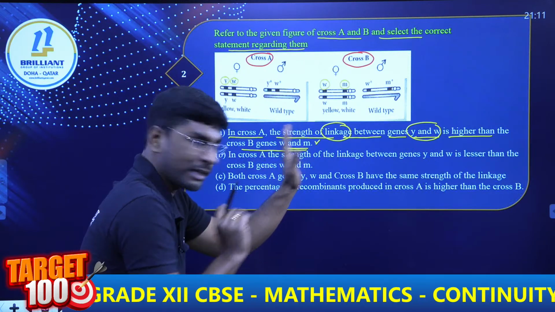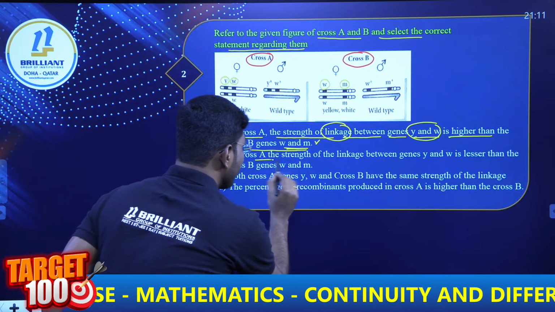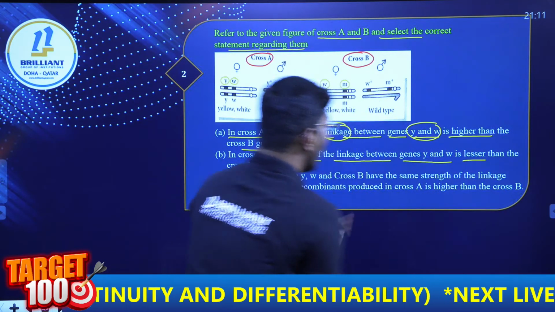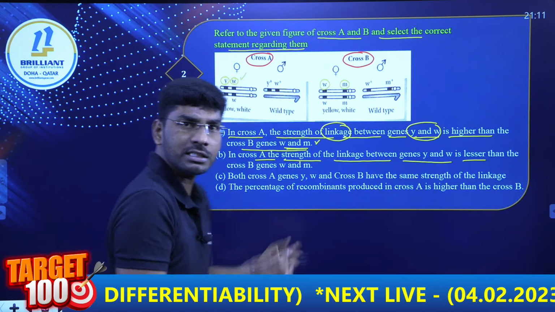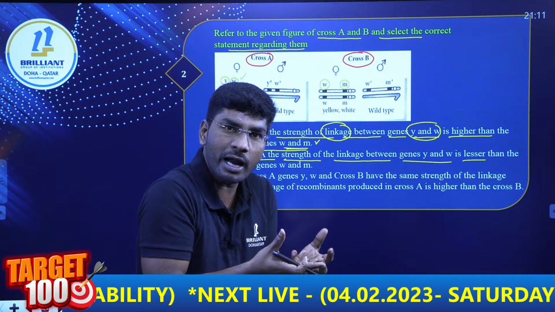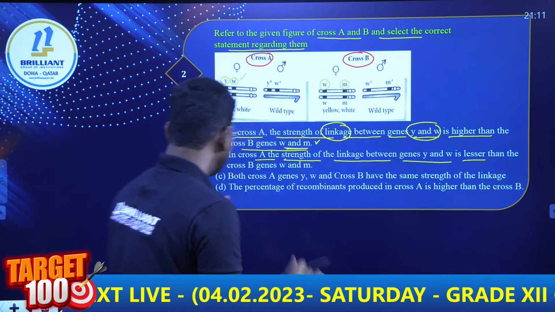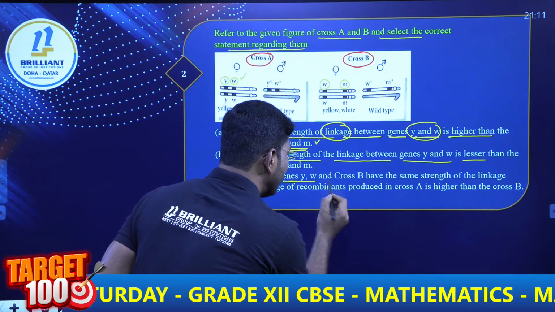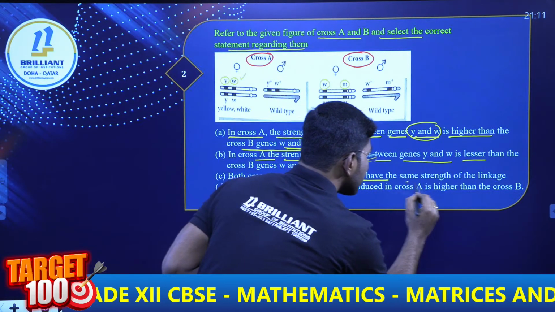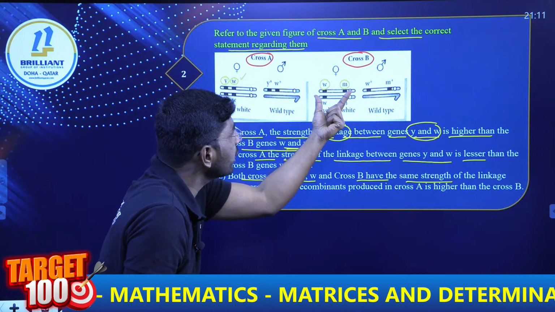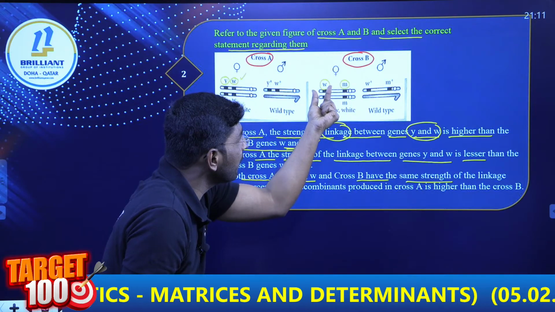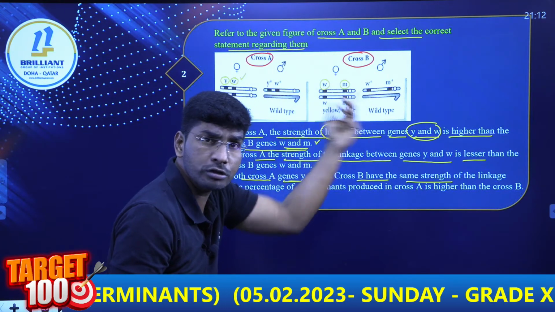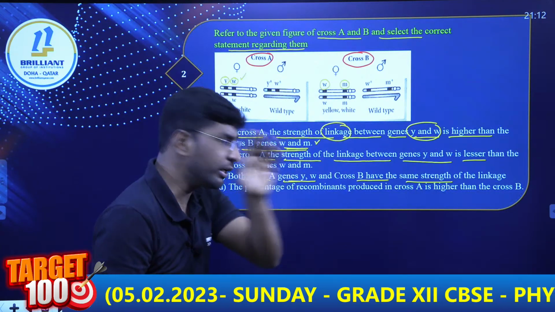Let me take B. In cross A, the strength of linkage between the genes YW is lesser. Look, YW is not lesser, it is very high. The linkage is very high. It's not the correct answer. Come to C. Both cross A genes YW and cross B have the same strength. There is no same strength. Look here, in cross B, the W and M genes are apart. So there is distance, so there is no same strength. Am I clear? Come to option D last.